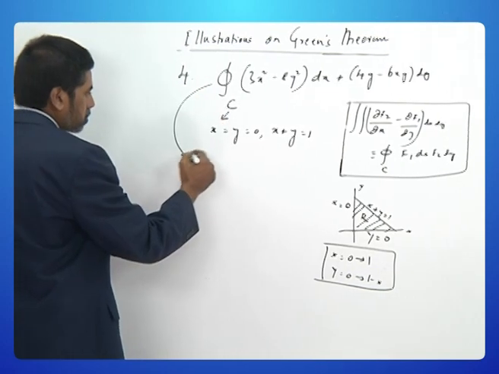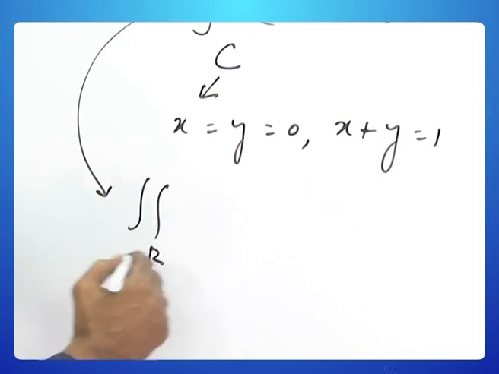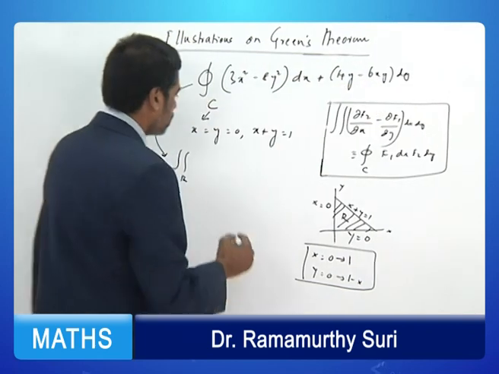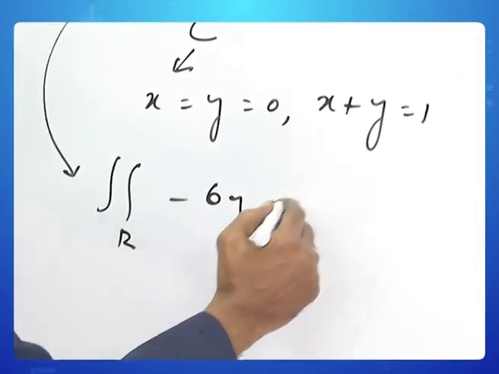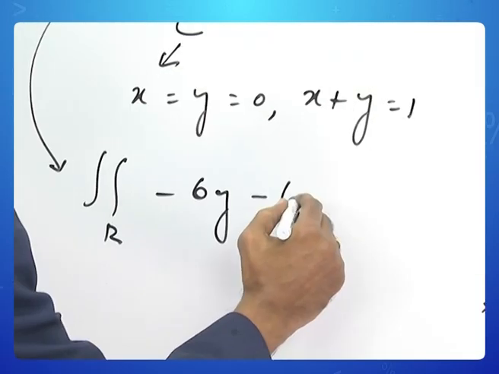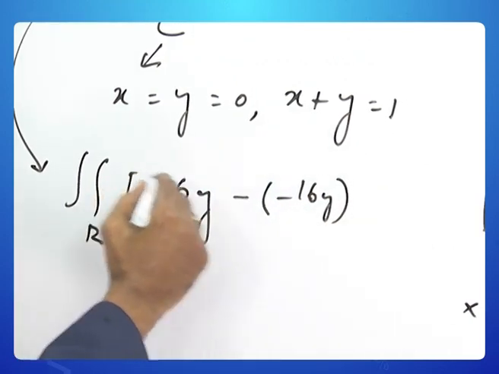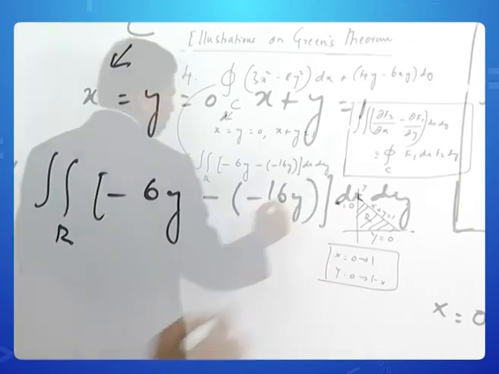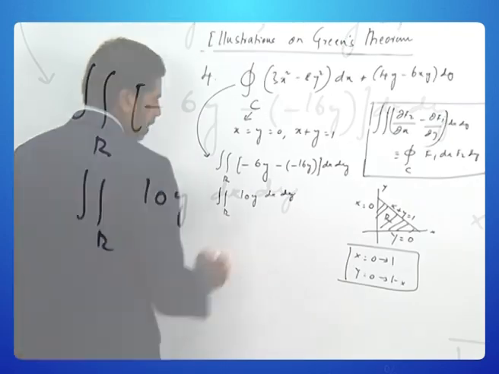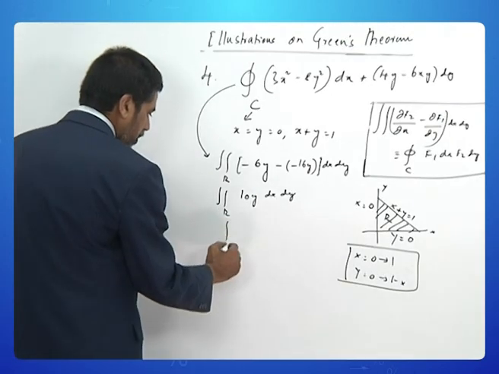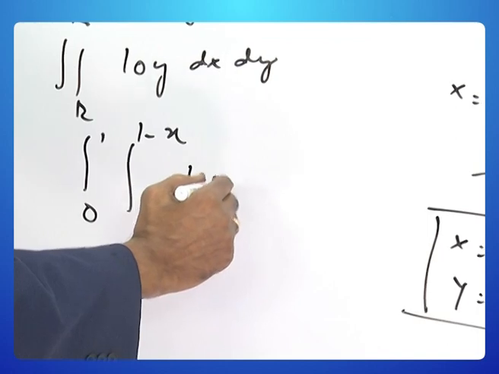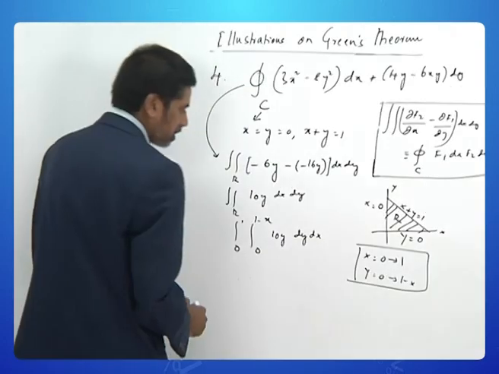The conversion takes place using Green's theorem. So the double integral over R: ∂f2/∂x is 0 − 6y, so it is −6y, minus ∂f1/∂y, which is 0 − 16y. So this is the double integral over R of 10y dx dy, and the limits are available. So x is from 0 to 1, y is from 0 to 1 − x, of 10y. The order of integration is dy dx.